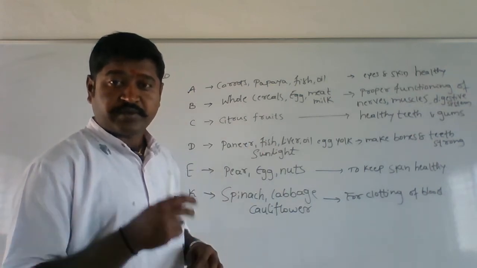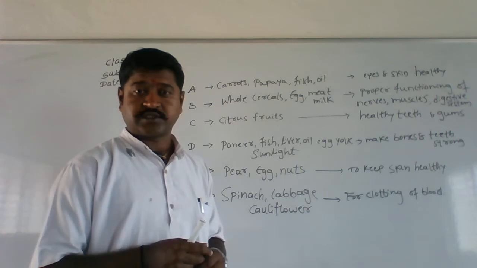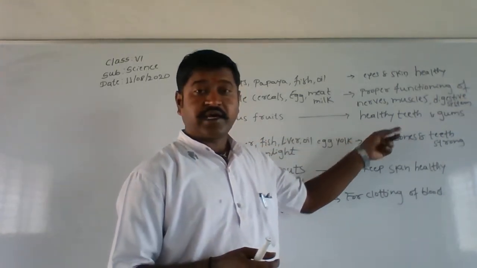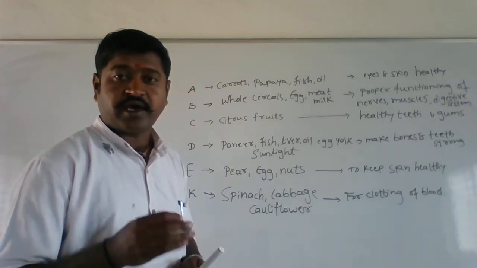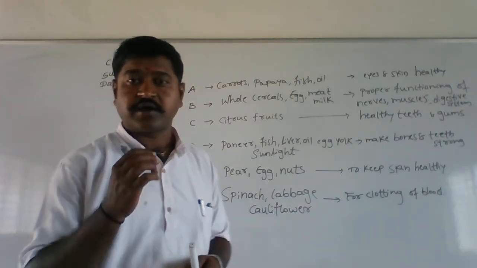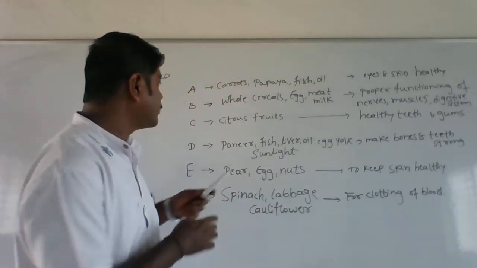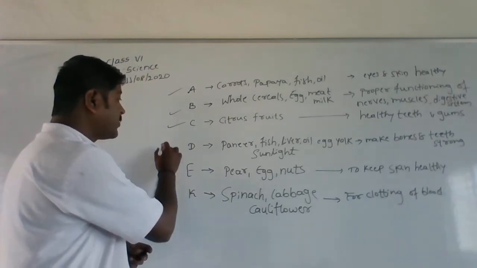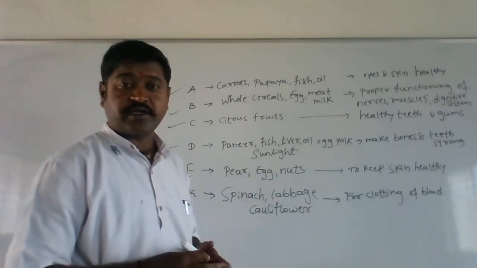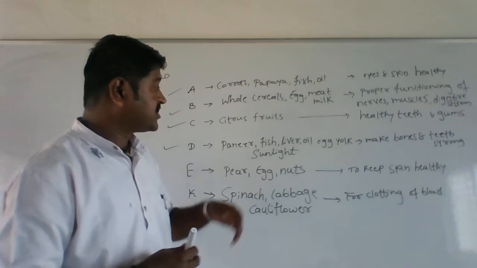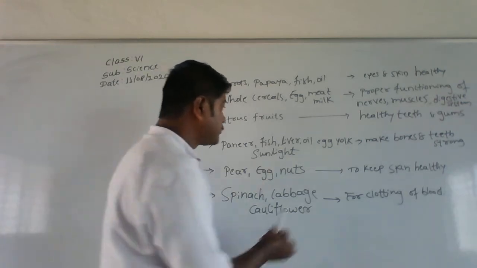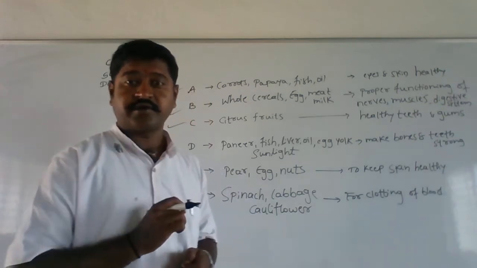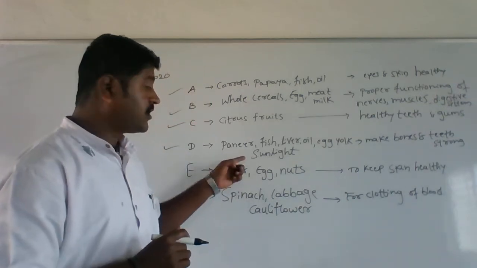Vitamin C is found in citrus fruits. Then what is the use of vitamin C? It makes our teeth and gums healthier. So if our teeth and gums have to be healthy, then we have to take vitamin C. Right? Next, coming to vitamin D. Where do you find vitamin D? We find it in paneer, fish, liver oil, egg yolk, the yellow part found in the egg, and then sunlight.